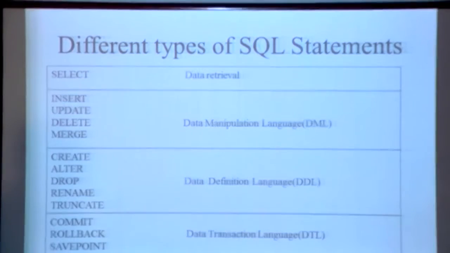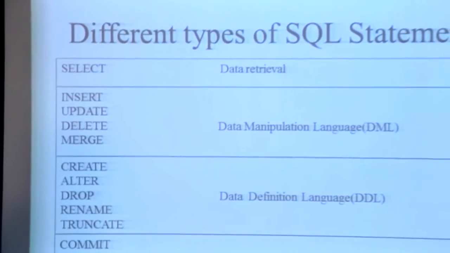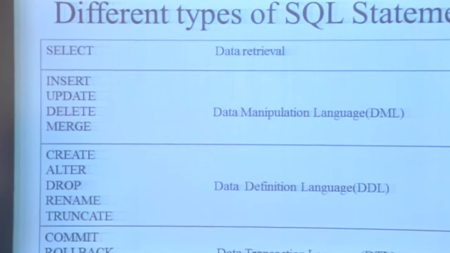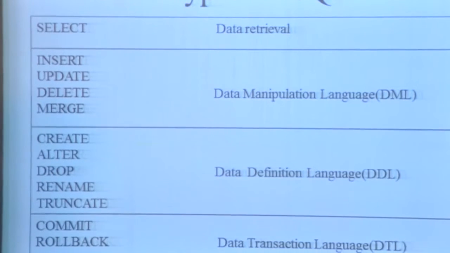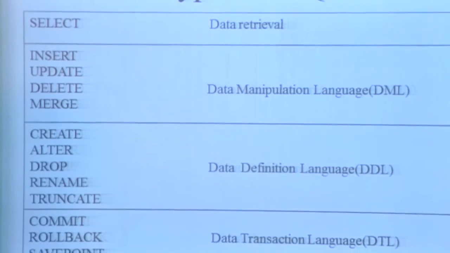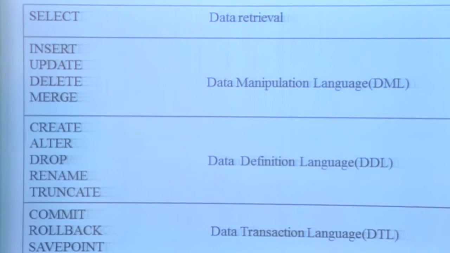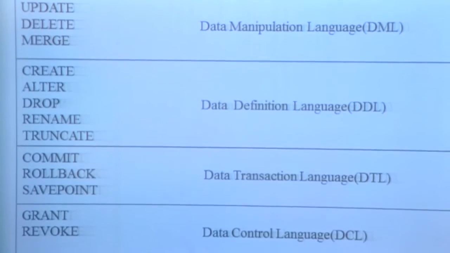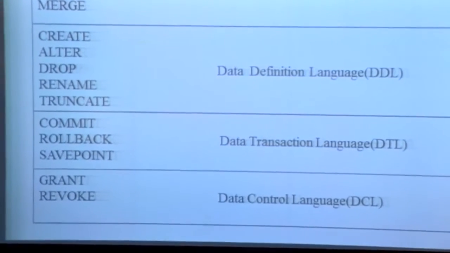Next, we are going to see the different types of SQL statements. SQL statements can be categorized into 5 types. Select is called data retrieval, and insert, update, delete, merge are called data manipulation language, DML. In data definition language we have create, alter, drop, rename and truncate. In transaction control language we have commit, rollback and save point. And finally, in data control language, we have grant and revoke.